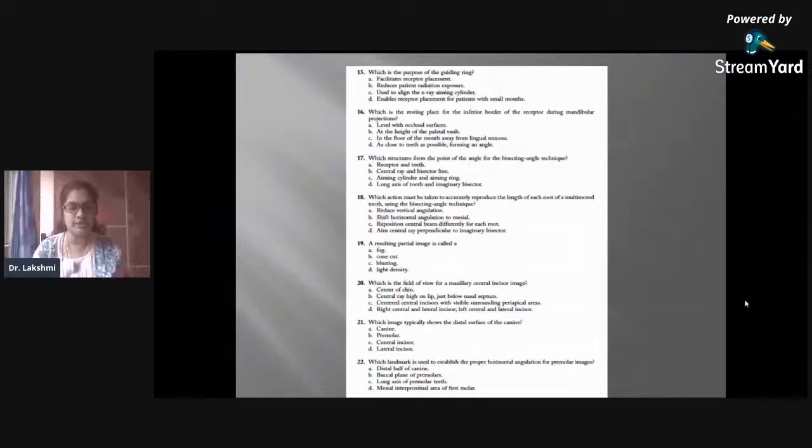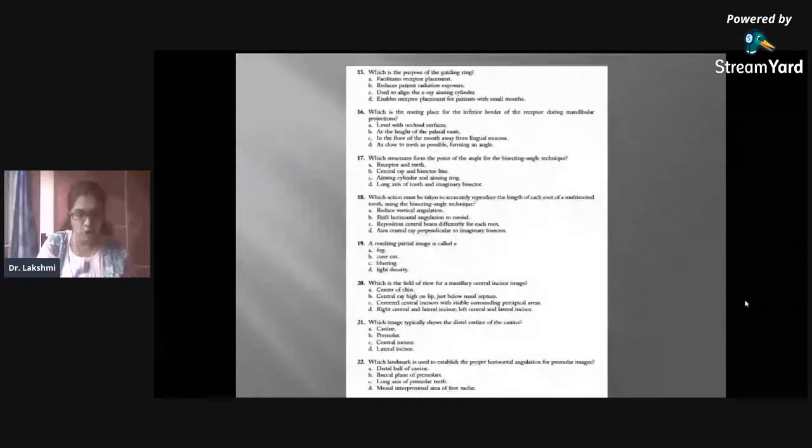17th question, which structures form the point of angle for the bisecting angle technique? Okay, option is A, that is receptor and the teeth. And there is an imaginary bisector. So 17th one, option is A. 18th question, which action must be taken to accurately reproduce the length of each root of a multi-rooted tooth using the bisecting angle technique? Okay, option is C, repositioning of the central beam differently for each root.